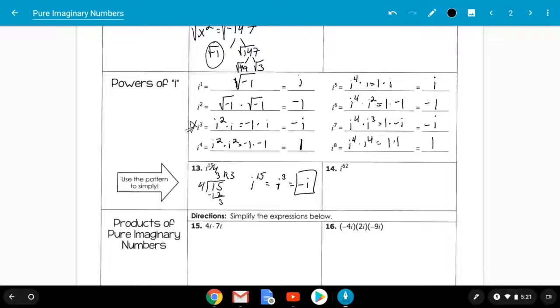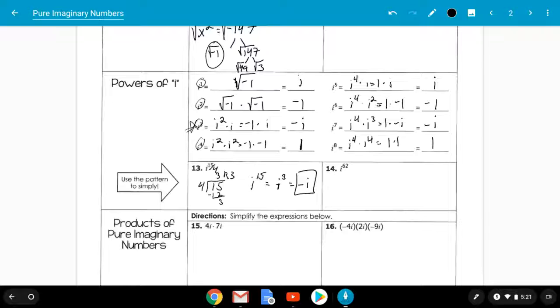So these powers here help you. When I divide the exponent by 4, if the remainder is 1, it's i. If the remainder is 2, it's negative 1. If the remainder is 3, it's negative i. If there is no remainder, if it's a multiple of 4, then my answer is 1.